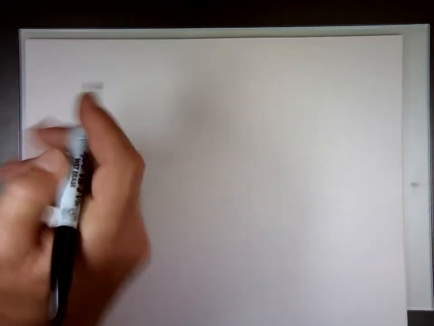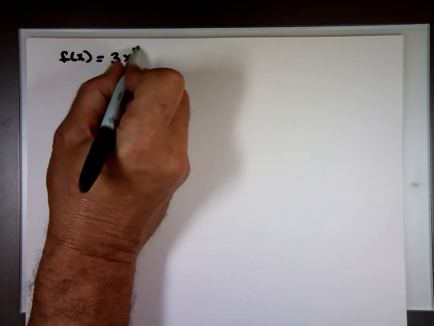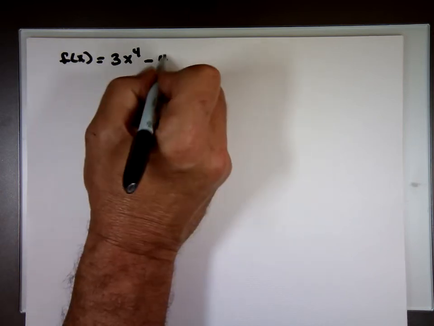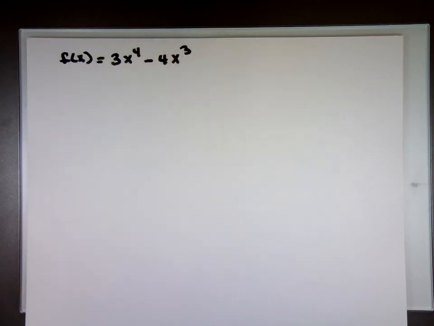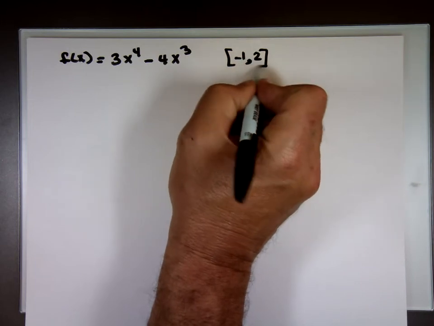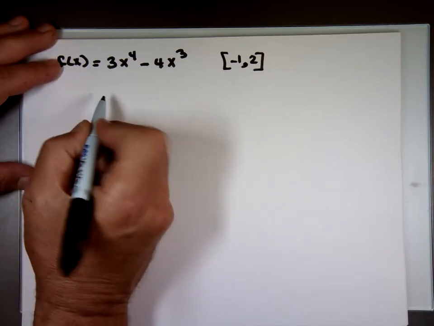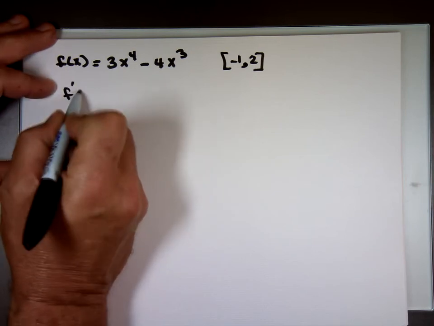Let's take this one, f of x equals 3x to the fourth minus 4x cubed, and the interval from minus 1 to 2. So the endpoints are... we need the derivative before I get to that. What's the derivative of that?